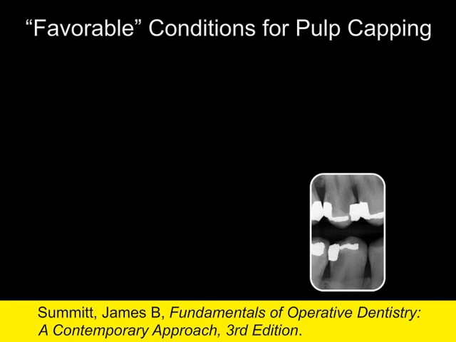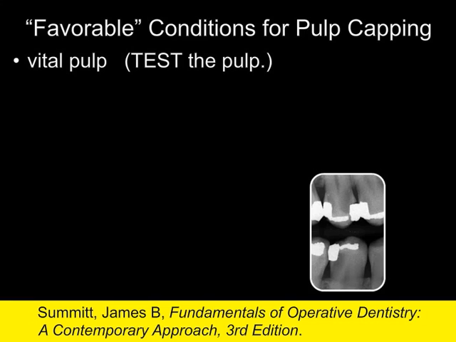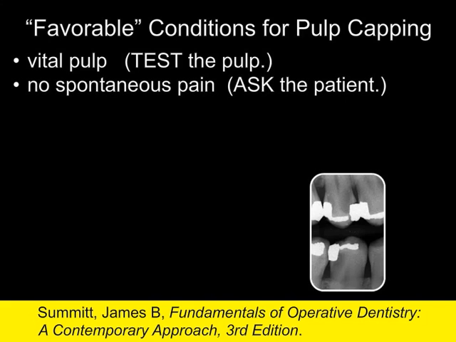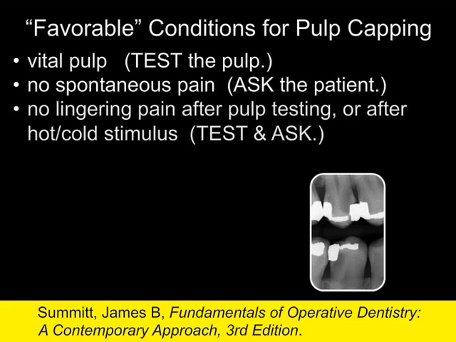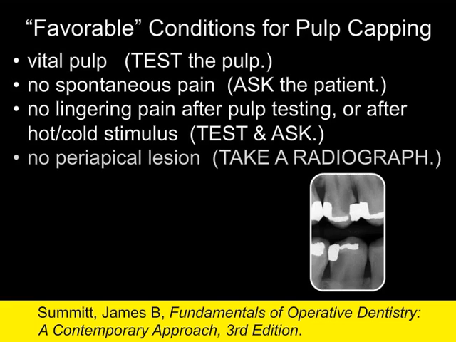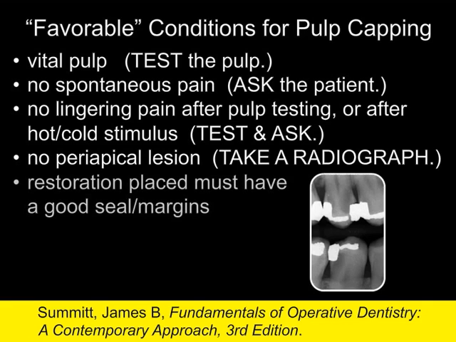So from that, we get these favorable conditions for pulp capping. Vital pulp. The only way we know that is to test the pulp. No spontaneous pain. We know this by asking the patient. No lingering pain after pulp testing or after hot or cold stimulus. So when we test, we ask the patient about symptoms at home. No periapical lesion, so we take a radiograph. And the restoration placed must have a good seal, meaning good closed margins.